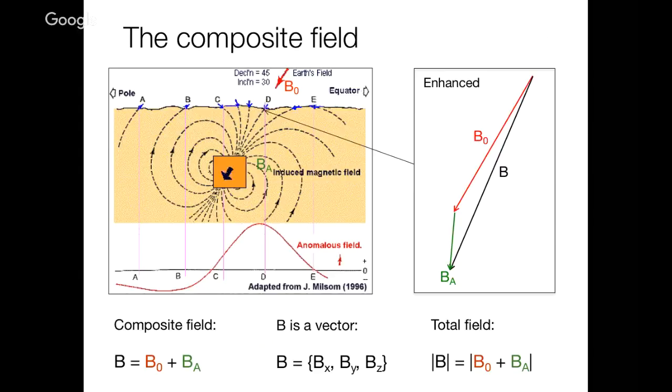If I move over, so let's suppose I'm over here, now it's a bit of a different story, because B naught, the Earth's field, is in the same direction. But now B A, watch what this does. My anomalous field is coming up like this, and it's going down. So my anomalous field is coming in like this. So now here's B naught, here's B A, and here's the field.